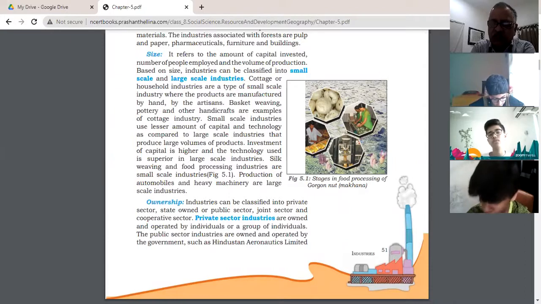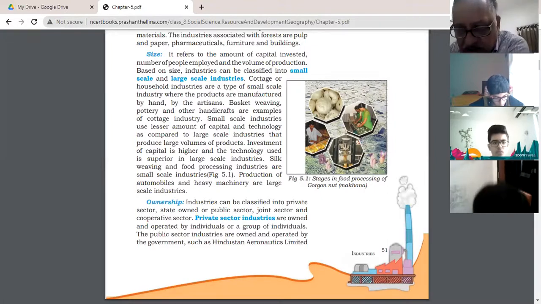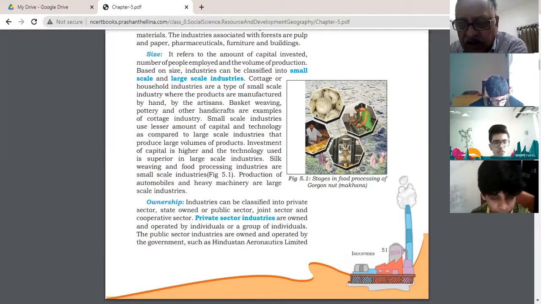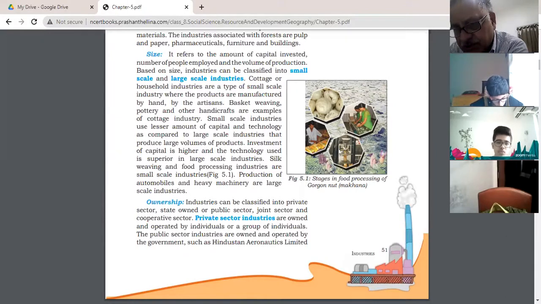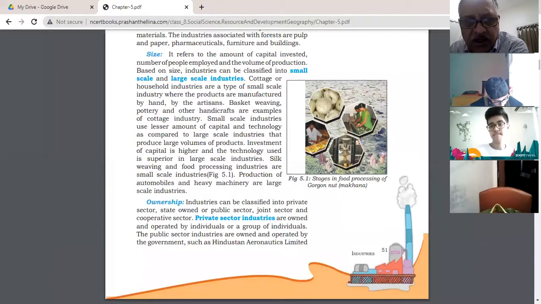Then there is a small scale industry. This uses a lesser amount of capital and technology as compared to large scale industry that produces large volumes of products. By the name only you can know, large scale industry means they are producing goods in large numbers, heavy material they are producing. And a small scale industry is producing small goods. So naturally they will need less money in comparison to the large scale industry, because large scale industry has to invest so much money in machinery, technology, employees, raw material, many things are there.